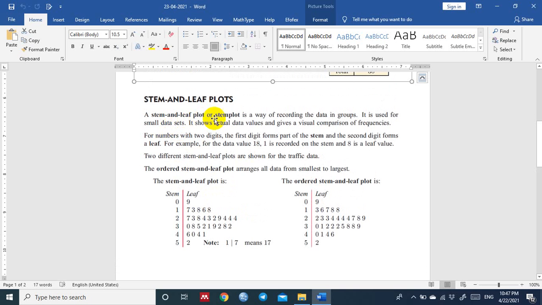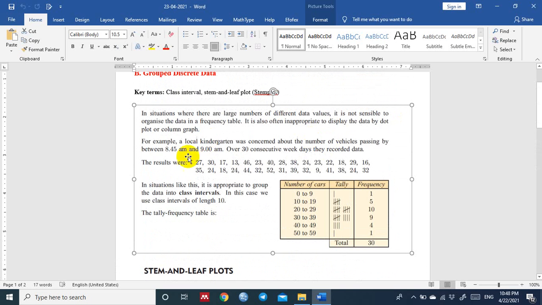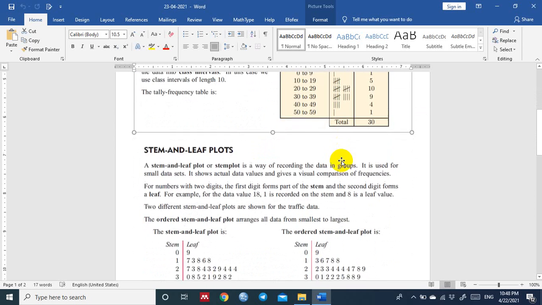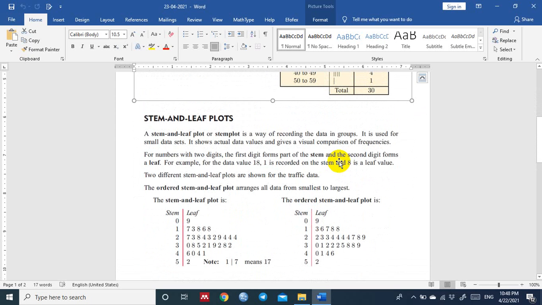Remember that a stem and leaf plot or stem plot is a way of recording the data in group. It is used for small data set. So in here we have only 30 data set, so it's small. But if we have more, like 100 or 1,000 data set, it will be inappropriate to use stem and leaf. So remember that stem and leaf is only for a small data set.